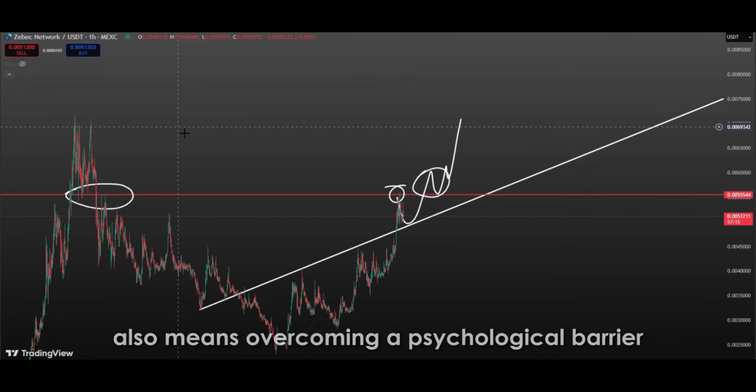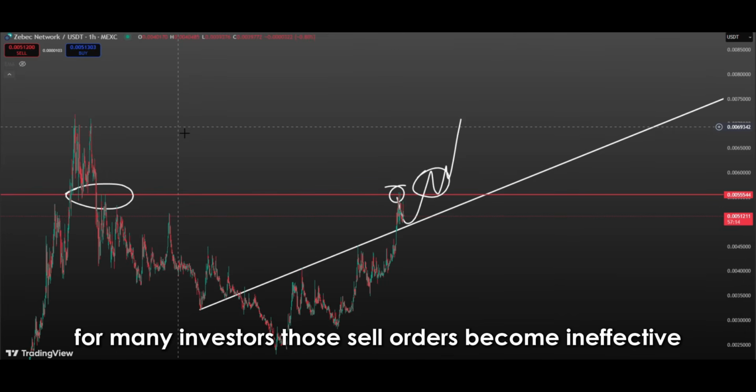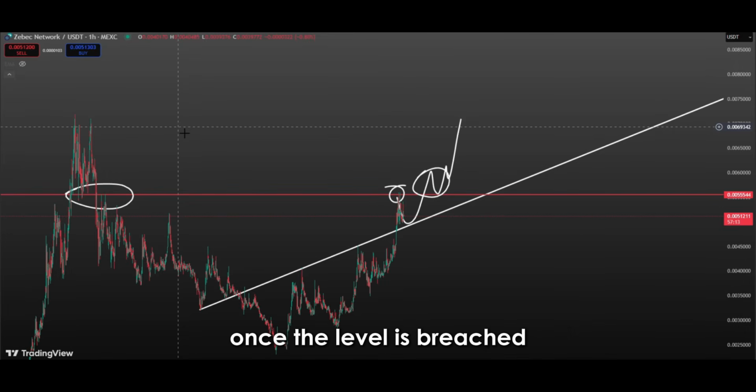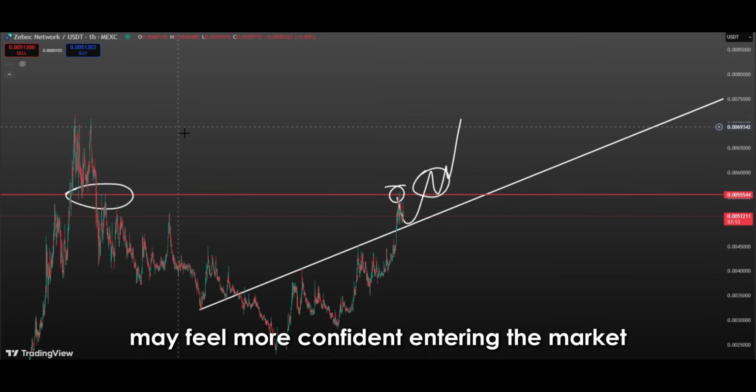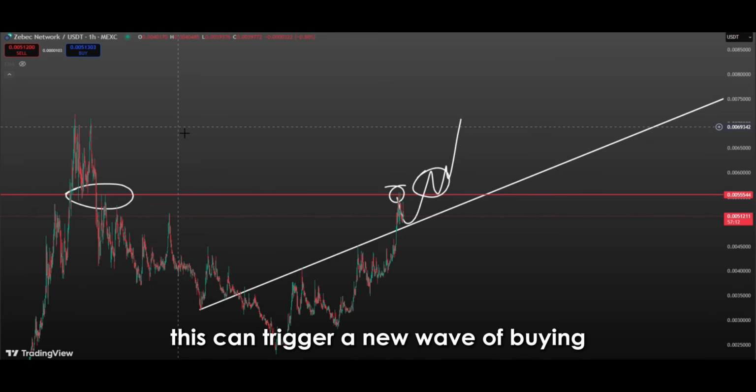Breaking through a resistance also means overcoming a psychological barrier. Since this level had previously been a common selling area for many investors, those sell orders become ineffective once the level is breached. At the same time, investors who are previously hesitant may feel more confident entering the market after seeing the breakout. This can trigger a new wave of buying, further accelerating the uptrend.